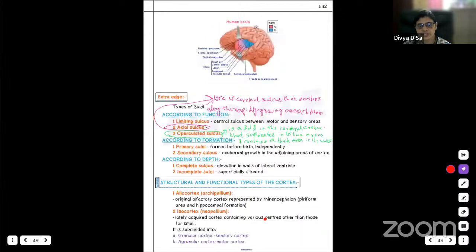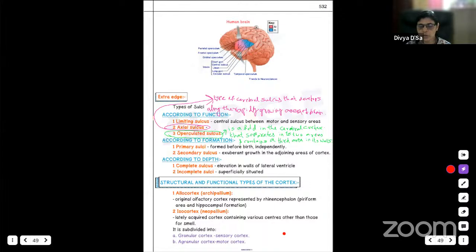Now, coming to the structure and functions of cortex. Functional types of cortex. Just like the other day in class we saw in the cerebellum the archi-, paleo- and neocerebellum, here also we have the archipallium. So allocortex or archipallium is basically the original olfactory cortex represented by the rhinencephalon, where the piriform area and the hippocampal formation are there.